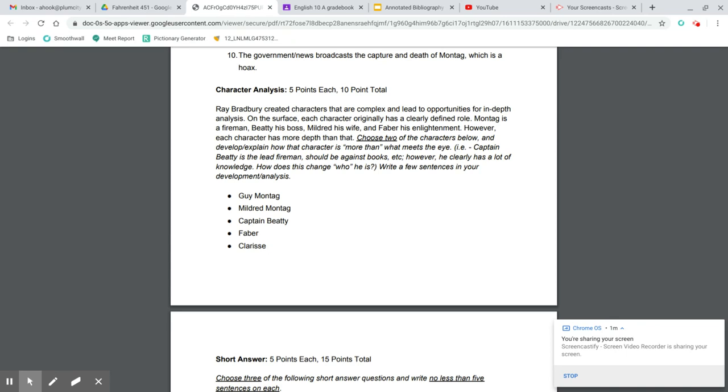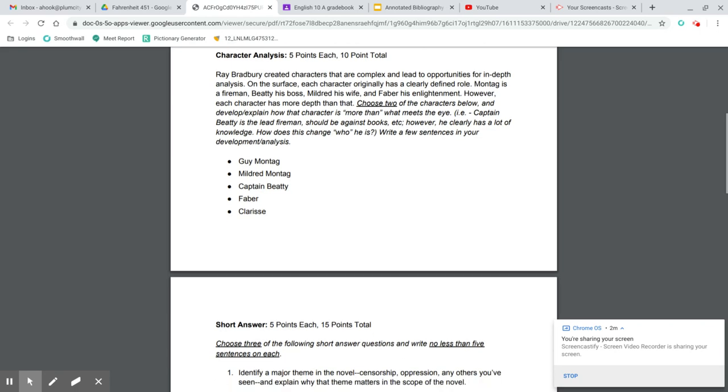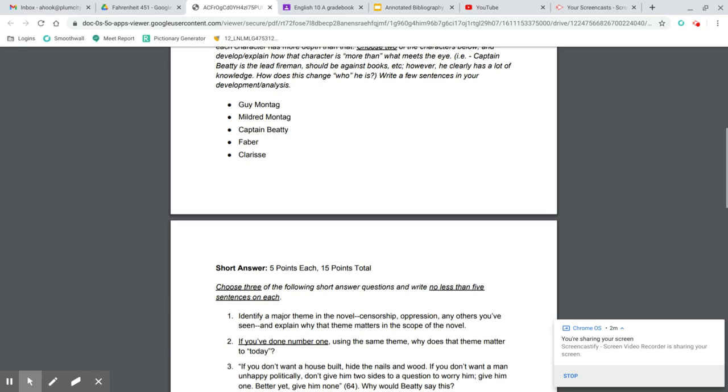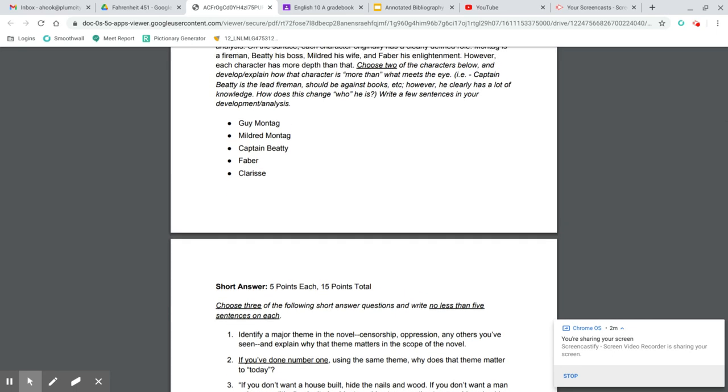The example I have here is that Captain Beatty is the lead fireman. He should be against books and such. However, he is clearly well read. He knows a lot from books, so he's kind of a complex character like that. So the objective here is to choose 2 of those and just talk about how those characters are deeper than just their original purpose. So again, you choose 2 of those and then write, as it says here at the bottom, a few sentences. So let's aim for about 3, okay?